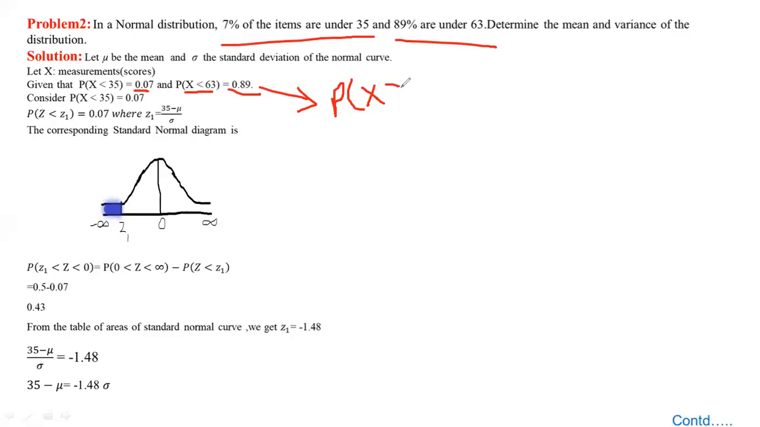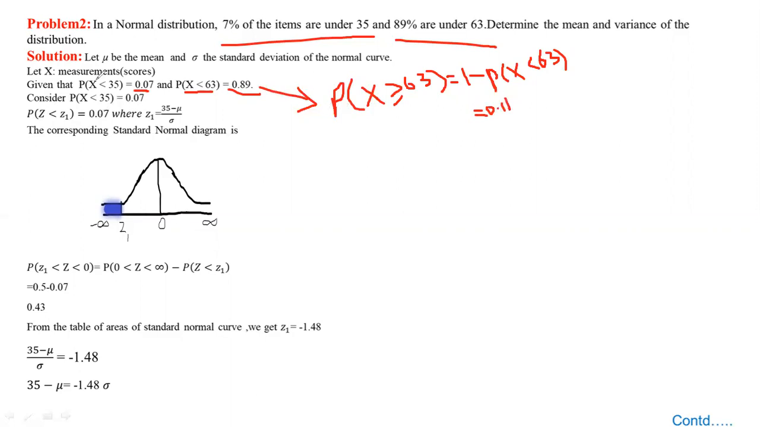So when we take x greater than or equal to 63, which is the same as 1 minus probability of x less than 63, instead of saying 89% under 63, we say 11% of items over 63. That means the same thing. So 1 minus 0.89 is 0.11. So we are taking these two constraints.